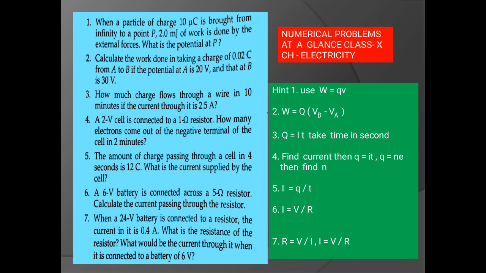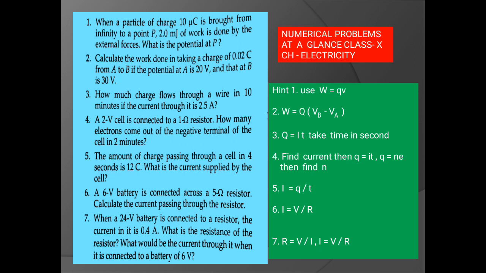In question 2, calculate the work done in taking a charge of 0.02 coulomb from A to B if the potential at A is 20 volt and that at B is 30 volt. In question 2, you can use W equal to Q into (VB minus VA).